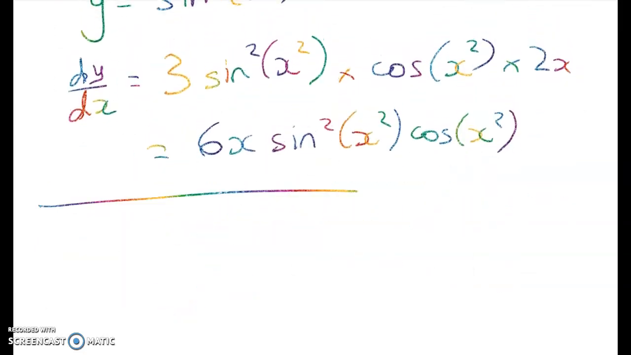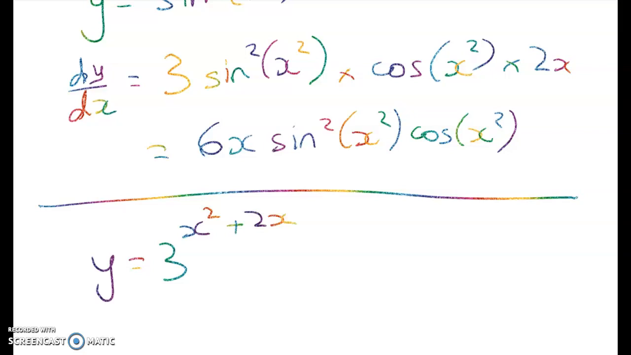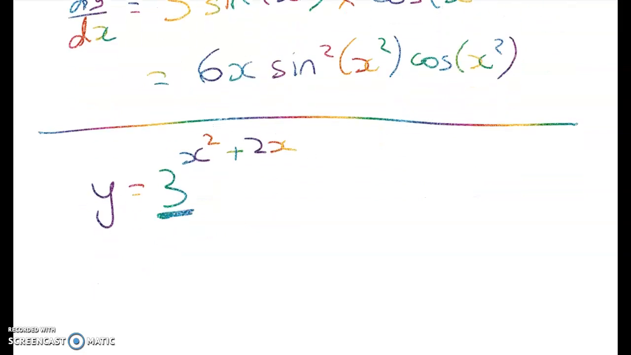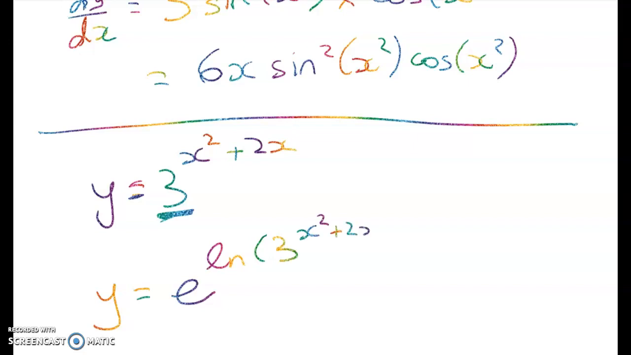Okay, so this last one, I've got y equals 3 to the x squared plus 2x. Now, it's really hard to differentiate 3 to the power of something, but it's easy if I translate it into an exponential. So we can rewrite this as y equals e to the natural log of 3 to the x squared plus 2x.